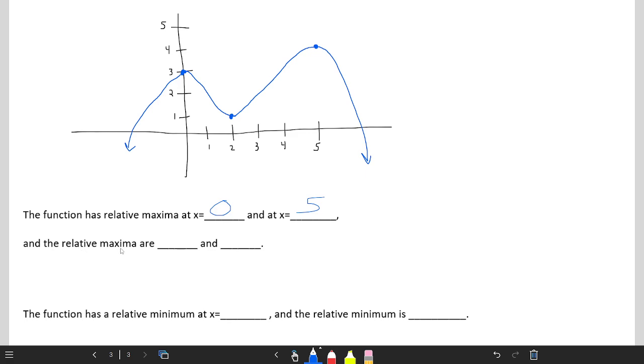Now what are the relative maxima? Those are the function values or the y values. So this one is 3 and this one is 4. And then we have one relative minimum. It's at an x value of 2 and the relative minimum is 1 because that's the y value.